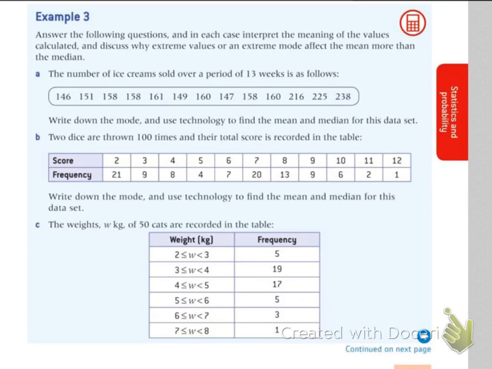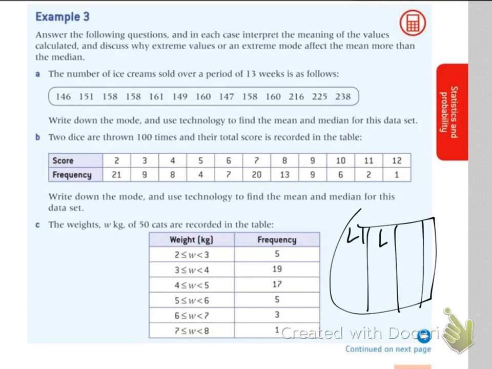Go back into stats and go to edit. When you go to edit, you will find a window that has a bunch of lists: L1, L2, L3, etc. Start with entry 1 here and just put in your numbers: 146, 151, 158, 158, 161, 149, etc., down the list. Then hit second, quit.